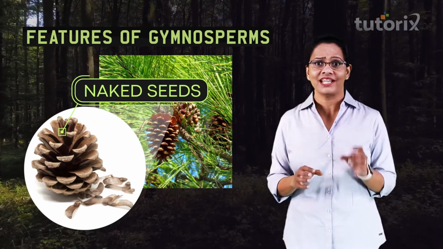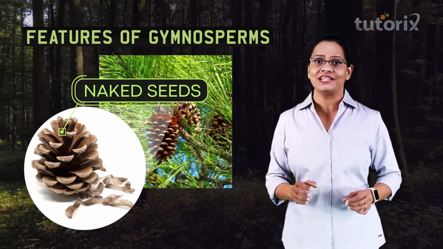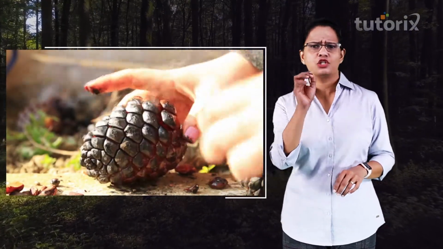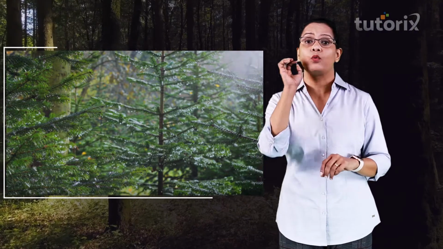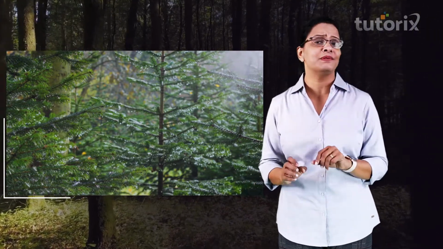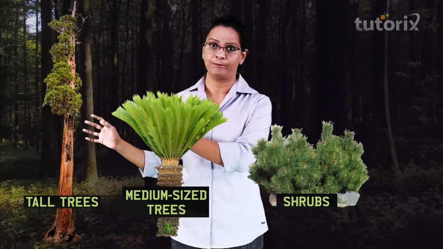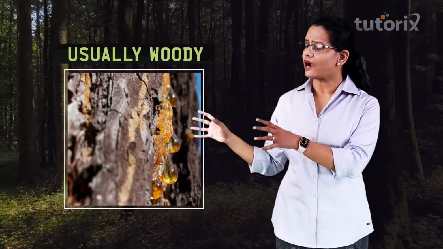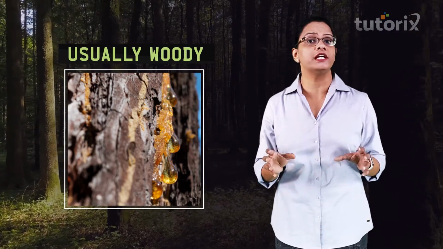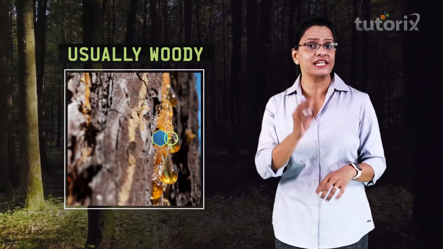And guys, do you know that the term gymnosperm literally means naked seeds? So next time you pick up a pine cone, just look out for the loose seeds inside it. And friends, in nature, these seeds are dispersed away by wind or water and they are capable of forming a new gymnosperm plant. Gymnosperms include shrubs, medium-sized trees and tall trees. And these trees have bark which is woody. Yes guys, the bark of gymnosperms is usually woody and this woody bark is capable of secreting resins.